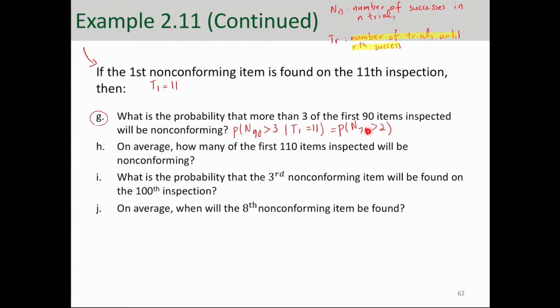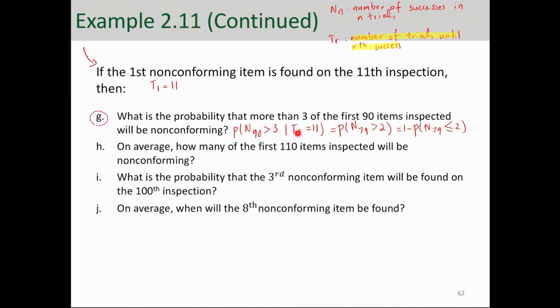To calculate that, it's better to go with the complement, doing 1 minus the probability of N79 less than or equal to 2. And to calculate this one is only adding up 3 probabilities: the probability of N79 equals 2, plus the probability of N79 equals 1, plus the probability of N79 equals 0. That's a lot easier than calculating this one here.